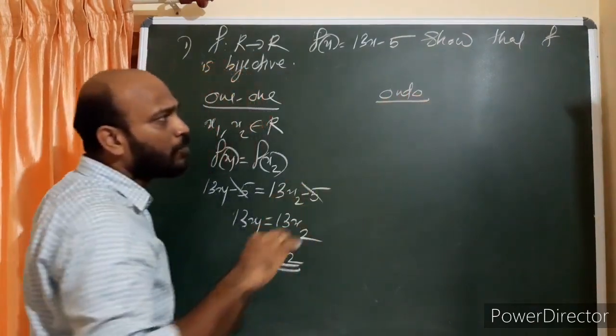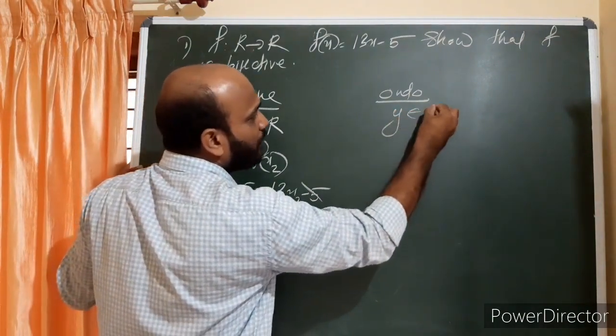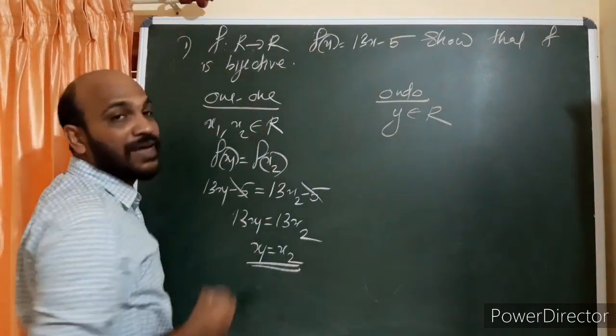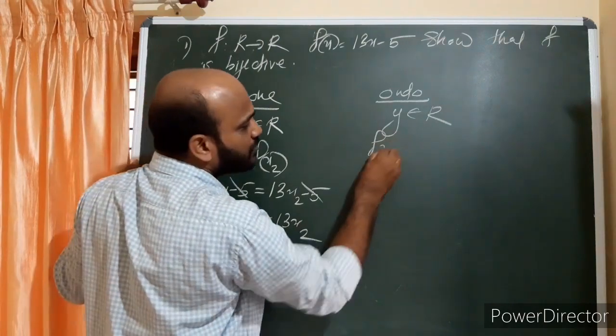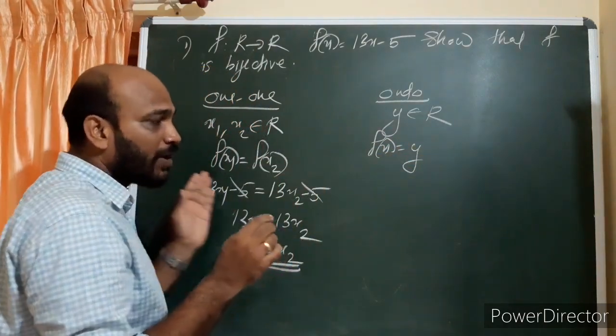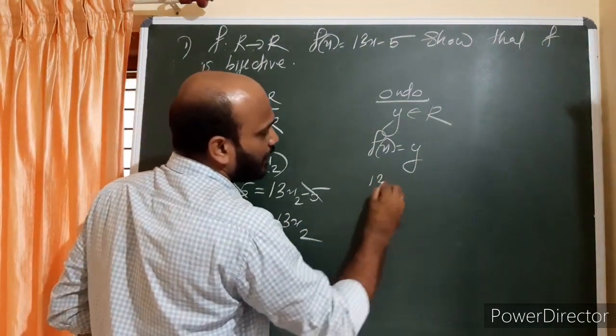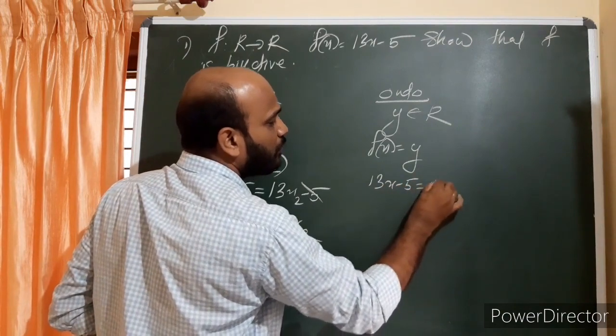Onto also we can prove by the general method. So you have to take one element of the codomain. Let y belong to R. Your codomain is R, such that f of x equals y. For every y, we have to find one x. f of x equals y means 13x minus 5 equals y.